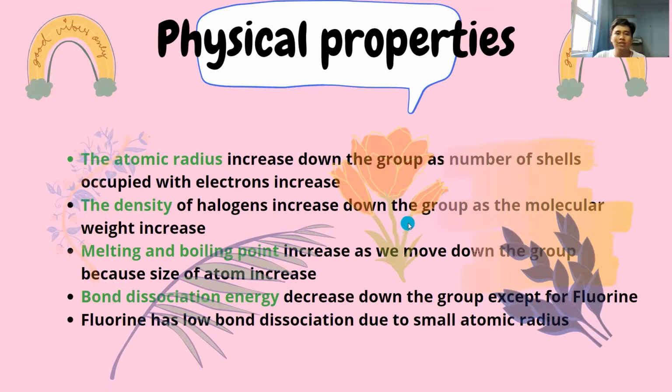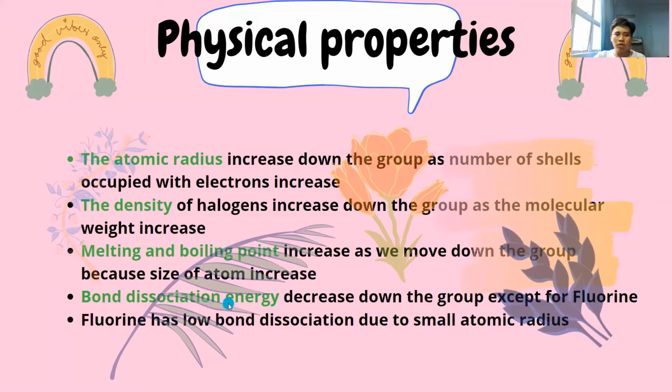The next physical property is that the atomic radius increases down the group as the number of shells occupied with electrons increases. The density also increases as the molecular weight increases. The melting and boiling points for halogens are actually quite low compared to other groups, but they still increase as we move down the group because of the size of the atom.